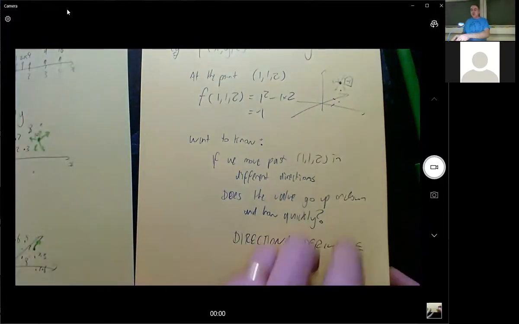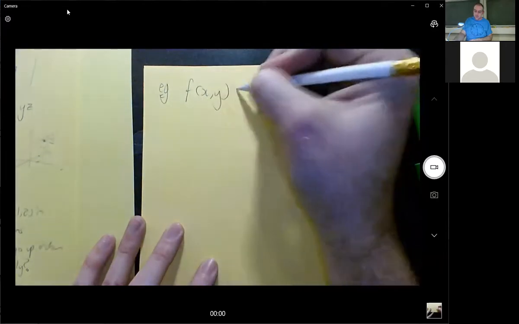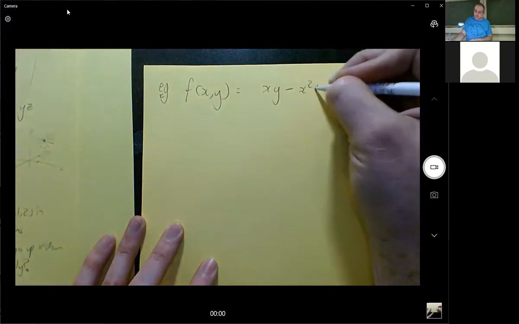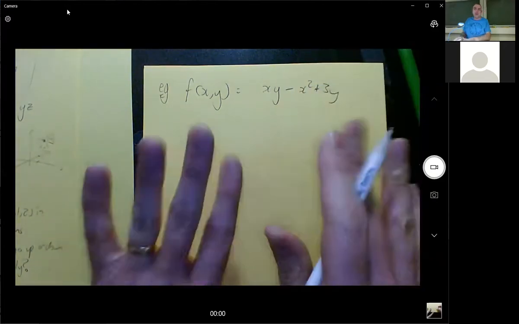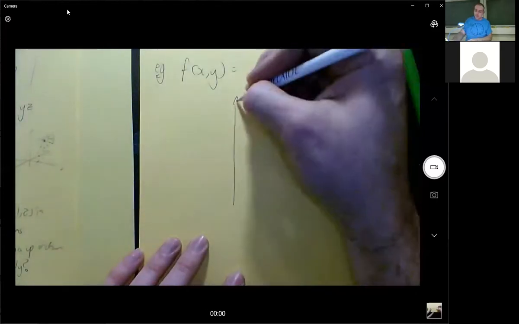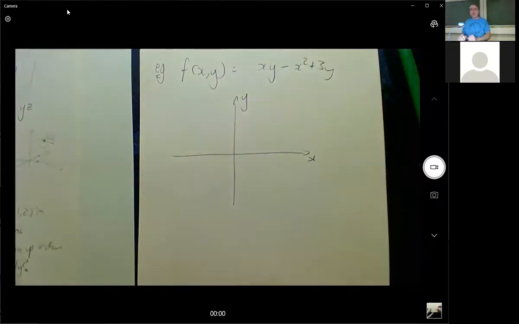Okay, so I'm going to do it in 2D first with a new function because it's a little easier to think about. It's just a random function I'm thinking of off the top of my head. Okay, and here I am in 2D. There's my x and my y, and every point has a number attached to it.